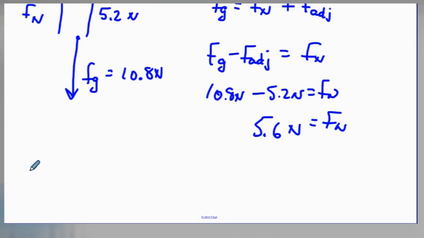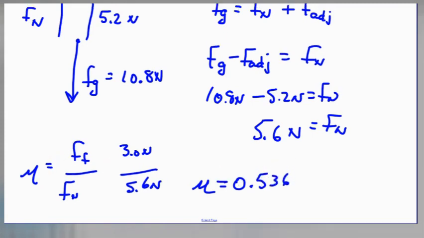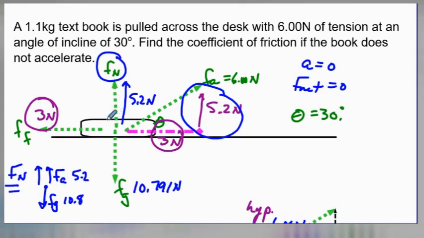The original question was to find the coefficient of friction. So now we know that the coefficient of friction is Ff, which is 3 newtons of force, divided by Fn, which was 5.6 newtons of force. So we know that our coefficient of friction, mu, for this problem was 0.536. And it was significantly altered because the surfaces are not being pushed together as hard as they used to be, because we're lifting this book up a little bit because we're pulling upward.